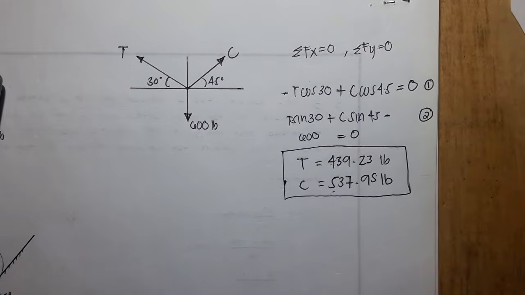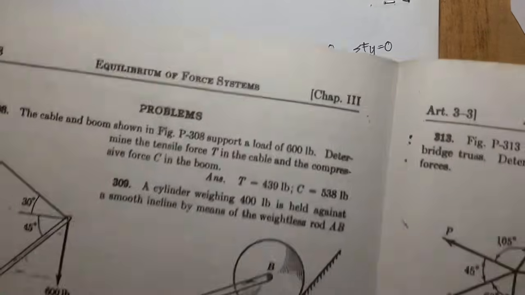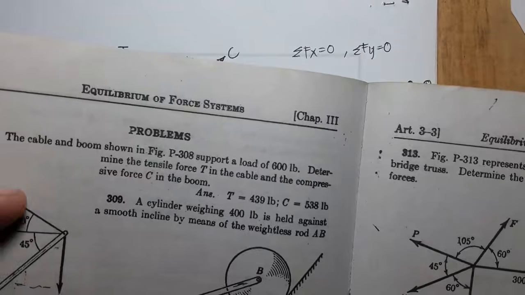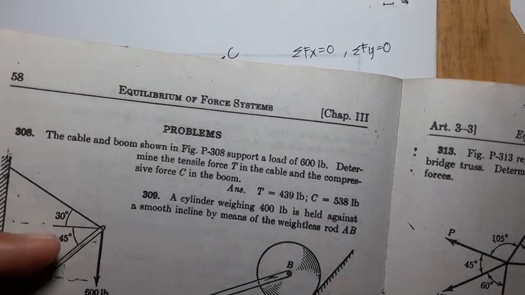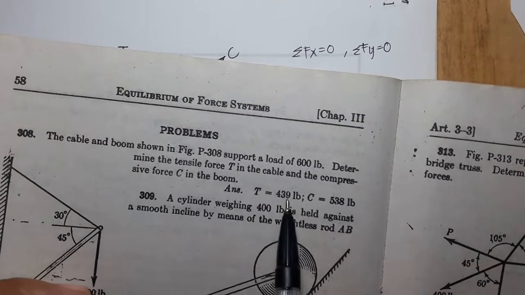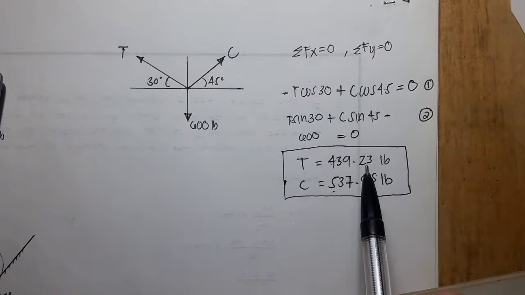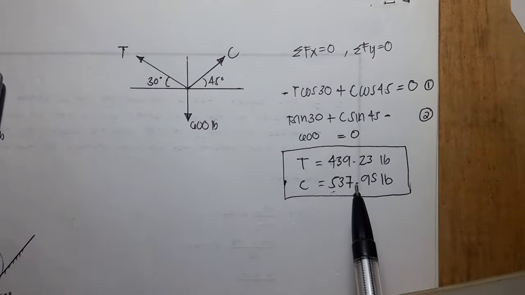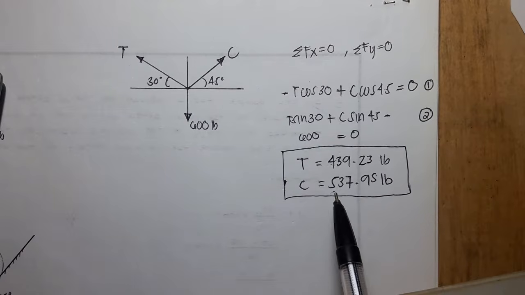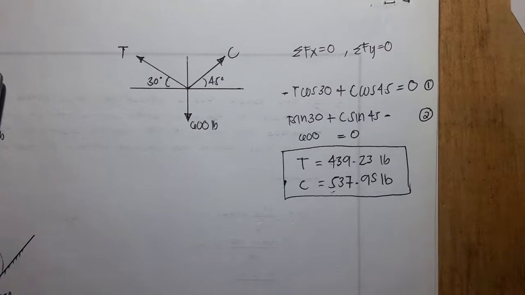If we compare it with the book, there it is, 439 and 538. So 439 and 537, or it is equivalent to 538. So our answers are correct.